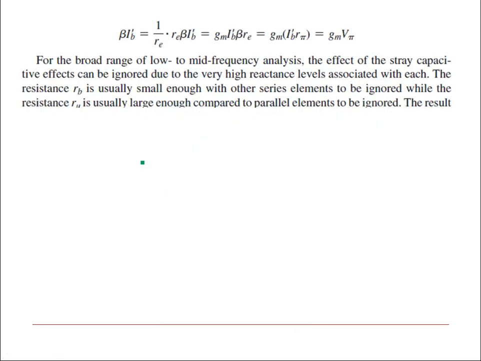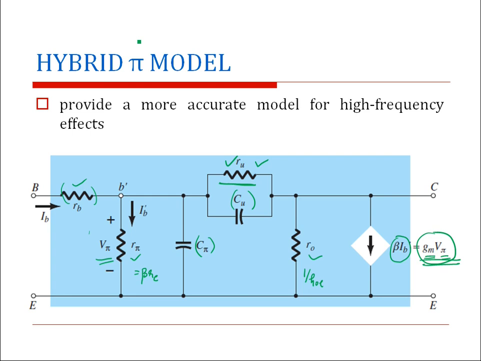And beta Ib dash, how it is equal to gm v pi, we will see. Please note that Ib dash is the current which is flowing through r pi. Why? Because we have this effect also. We are considering this b dash, this resistance rb. That is why we have the base current written as Ib dash here.